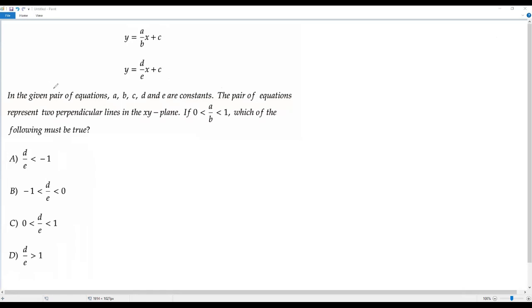The pair of equations represent two perpendicular lines in the xy plane. If 0 is less than a over b, which is less than 1, which of the following must be true?